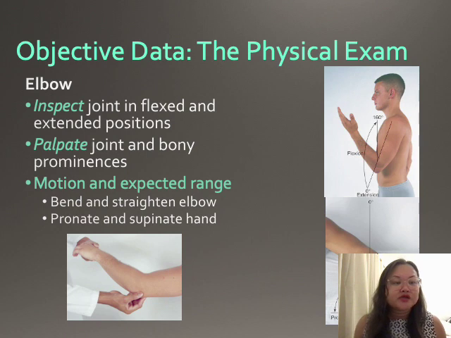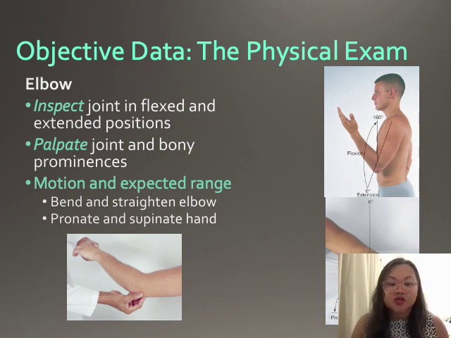And how you do this is you use your left hand to support the person's left forearm, and you're going to palpate the extensor surface of the elbow, which is the olecranon process, the medial and the lateral epicondyles of the humerus, with your right thumb and your fingers. And you can see that in the picture there. And then you're going to do the same thing with the other arm.